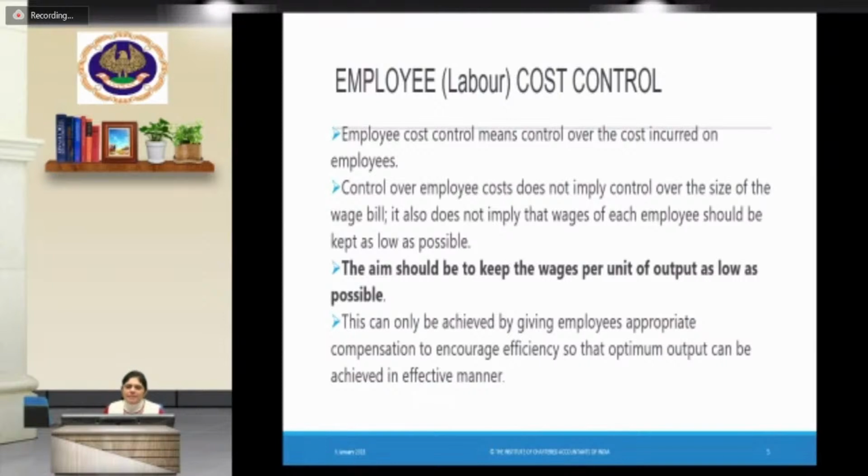And this can only be achieved by employees' efficiency actually. So if we increase the efficiency of the employees and the workers, the cost per unit of output will decrease. And that is the objective of cost control, not that we should pay the minimum to the employees or as low as possible. It's not about that, all right? So hope you understood this.